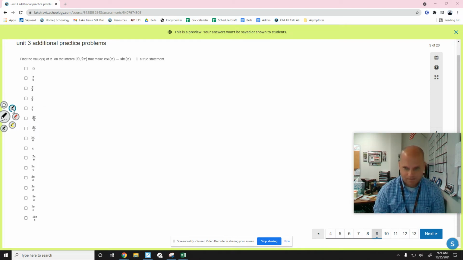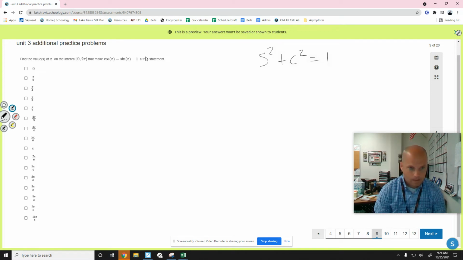Cosine x equals sine x minus 1. What are our techniques? Well, I can think, I've got to rewrite it using my Pythagorean theorem identity, sine squared plus cosine squared equals 1. But here's the problem. I don't have cosine squared. I don't have sine squared. I need squareds to help rewrite something in terms of something else.